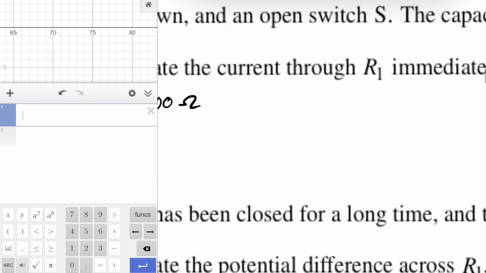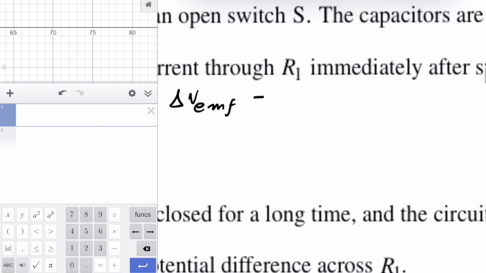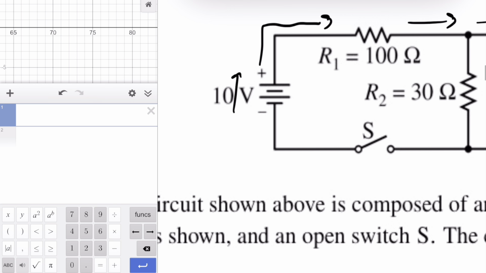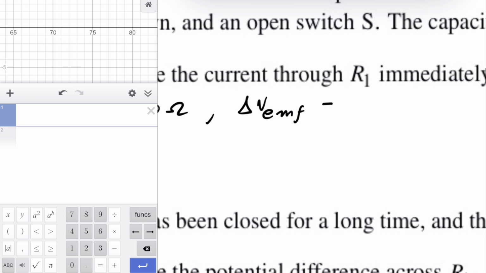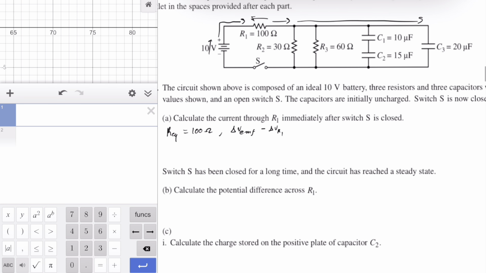Now we need to think Kirchhoff's loop rule. The voltage of the battery, I'm going to call it EMF, the electromotive force, minus, because this is a positive potential difference. Now resistors will do work against the current, so that's going to be minus the voltage across R1, which has to be equal to 0.